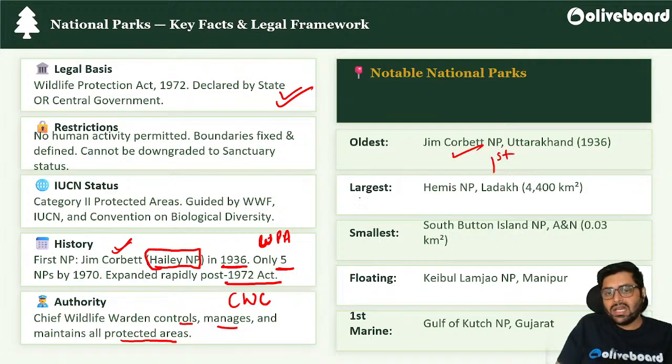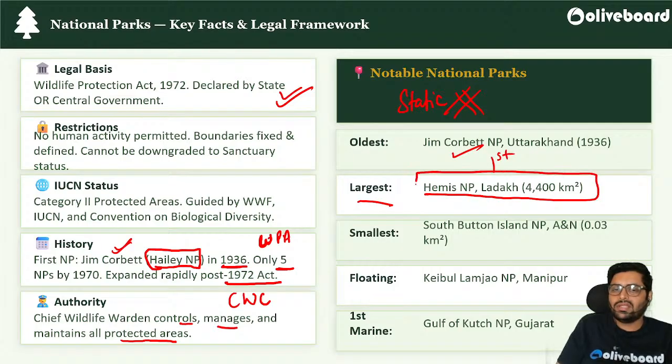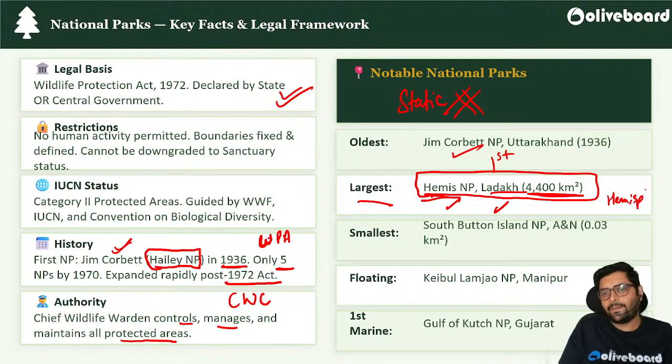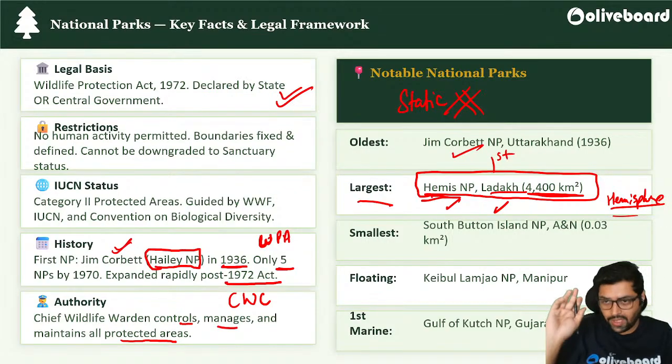First was this. Now I have brought some static facts, some superlatives which are important. Largest national park is Hemis National Park, that is in Ladakh. You need to remember at least these two things. Even if you forget everything else, it's okay, but at least remember Ladakh, Hemis National Park. Hemis, Hemis. How will you remember? Hemis ka hemisphere. It is so big that it covers one hemisphere of the earth. Just make some story and remember.